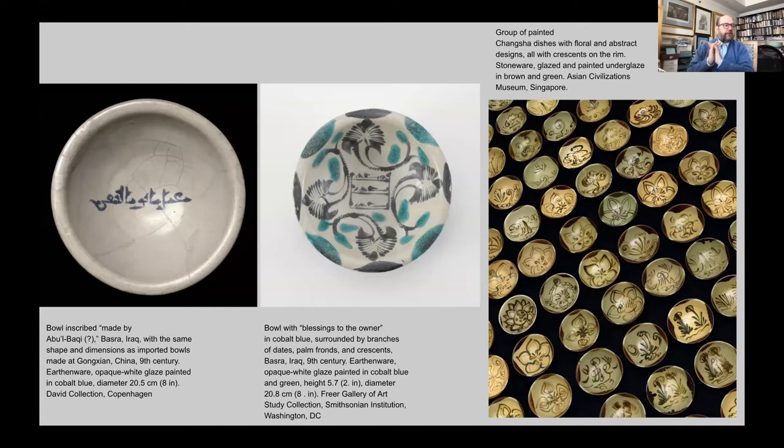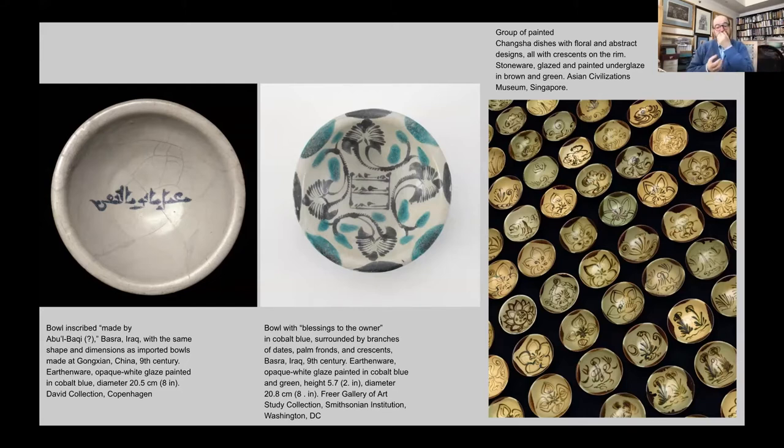But she found out, by looking at the clays and looking at these ceramics in a scientific way, that they can be clearly linked to the southern Iraqi port of Basra, which was the entry point for the Chinese and Indian Ocean trade to the Abbasid world. And so we're talking here 8th and 9th centuries.